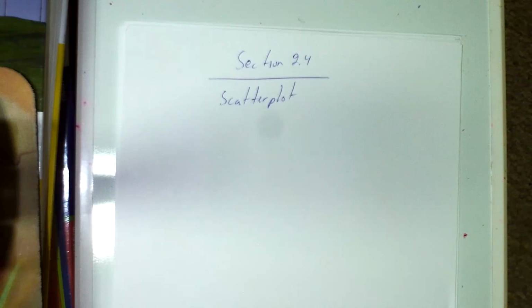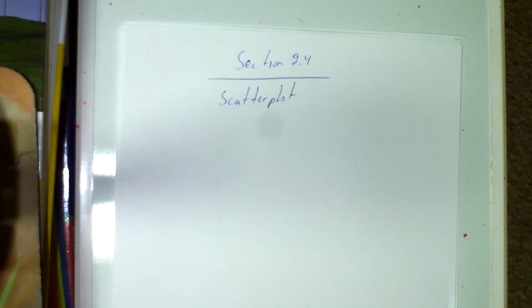Okay, students, today we're going to go over section 2.4. It is called scatter plot. This is the last type of graph that we cover in here. So in this chapter, what is a scatter plot?